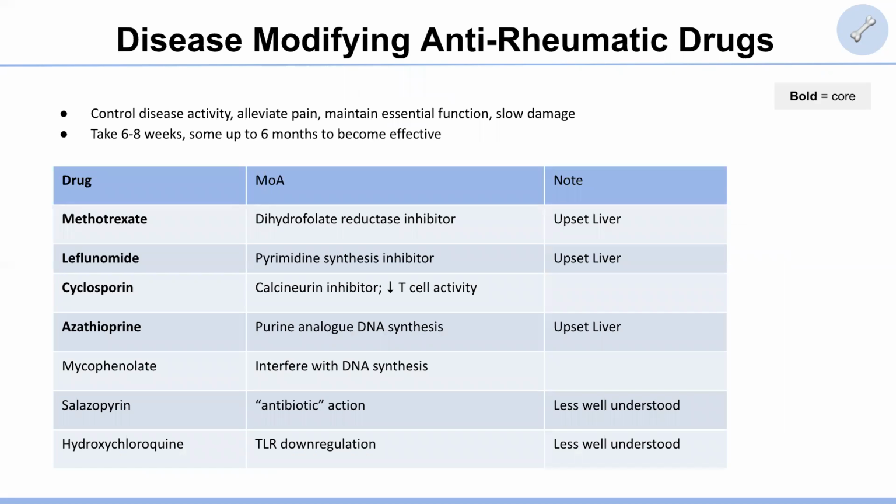So DMARDs are great because they actually control disease activity. However, they take a period of time before they actually work. The main ones you need to know are bolded. So methotrexate, leflunomide, azathioprine basically interfere with DNA synthesis, and these upset the liver. Cyclosporin acts to decrease T cell activity and doesn't upset the liver.